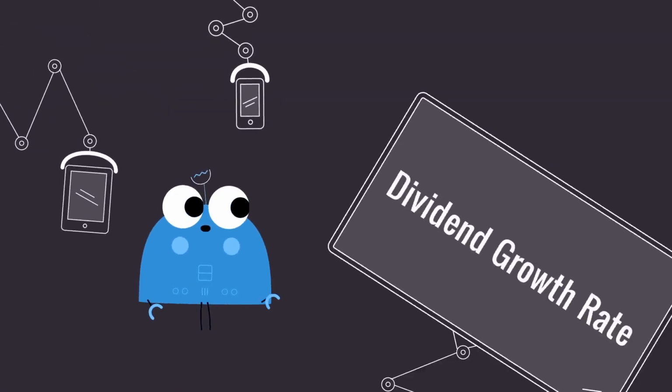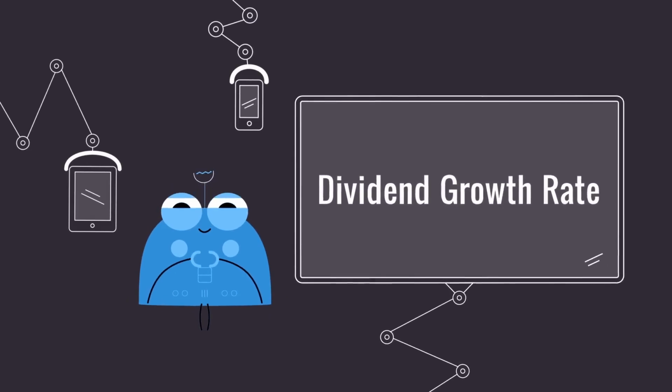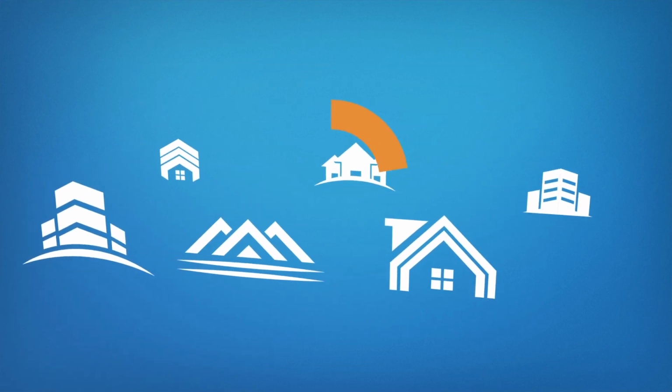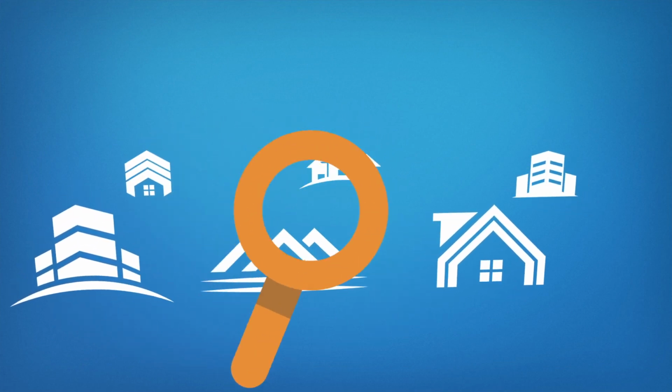Dividend growth rate. Dividend growth rate is the growth rate of the company's dividend. The dividend growth rate is essential for the dividend discount model, DDM model. Also, it is crucial for comparing companies and extrapolating future dividends.